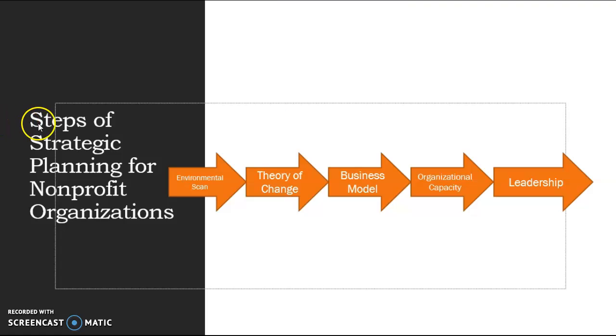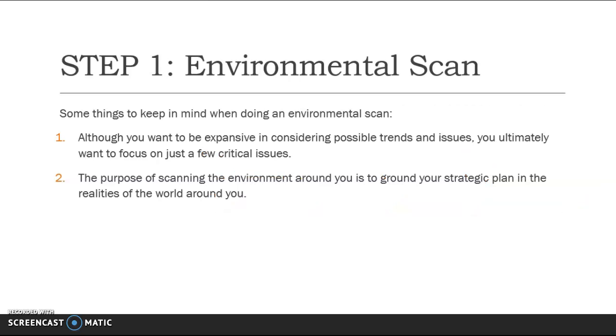So the steps of strategic planning for nonprofit organizations are the environmental scan, theory of change, business model, organizational capacity, and leadership. Step 1 is environmental scan. Some things to keep in mind when doing an environmental scan are, although you want to be expansive in considering possible trends and issues, you ultimately want to focus on just a few critical issues. The purpose of scanning the environment around you is to ground your strategic plan in the realities of the world around you.